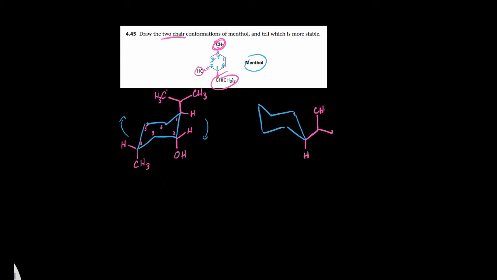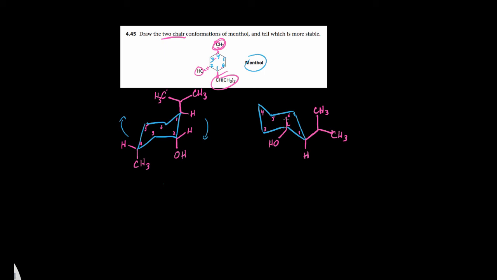So here is our isopropyl. And now let's just go on around the ring. So this was carbon 1 here. This was carbon 1. This is 2. And this is 3, 4, 5, and 6. So the OH is on the 2 carbon. It was down and axial here. So now it's going to be down and equatorial.